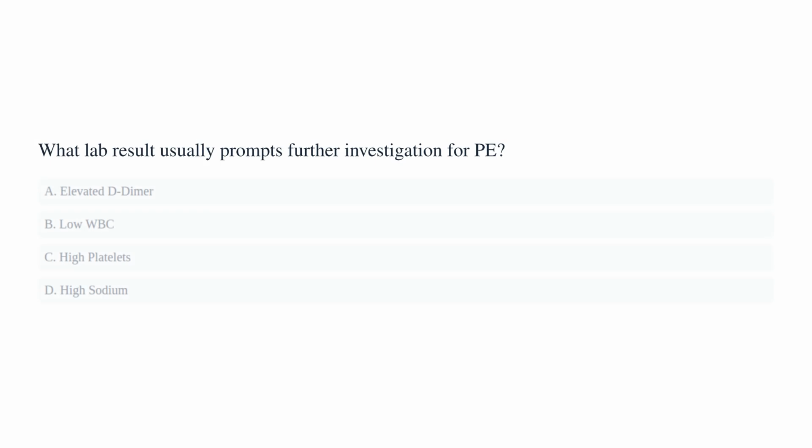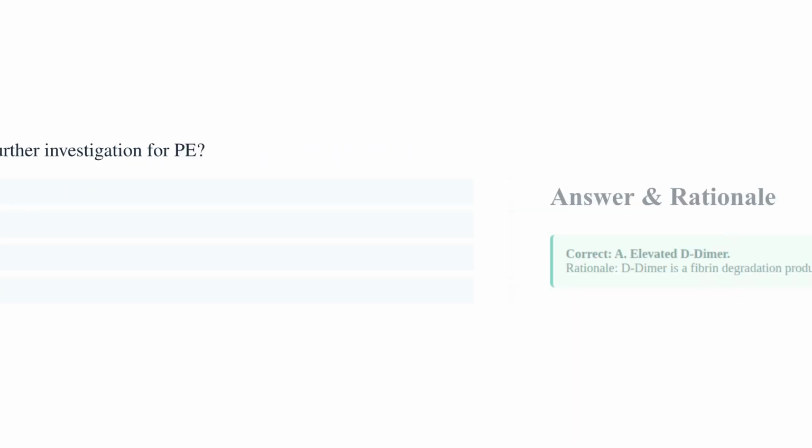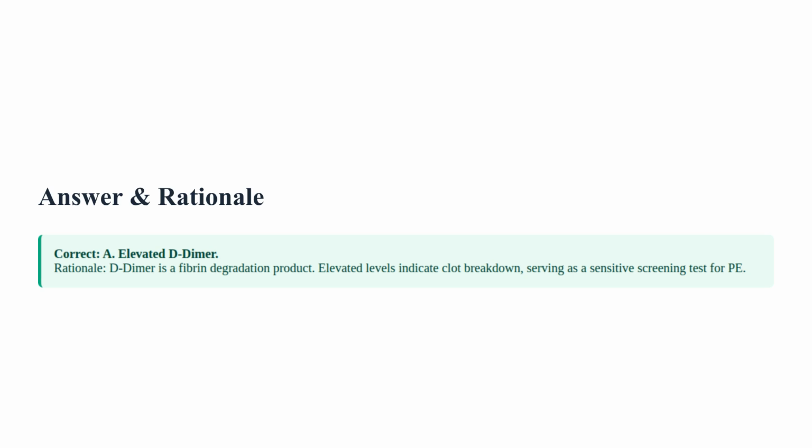Let's consider the lab results. What lab result usually prompts further investigation for PE? Is it low hemoglobin, high D-dimer, high troponin, or low platelets? The correct answer is B, high D-dimer. An elevated D-dimer suggests the presence of fibrin degradation products, indicating clot formation and breakdown, which warrants further PE investigation.